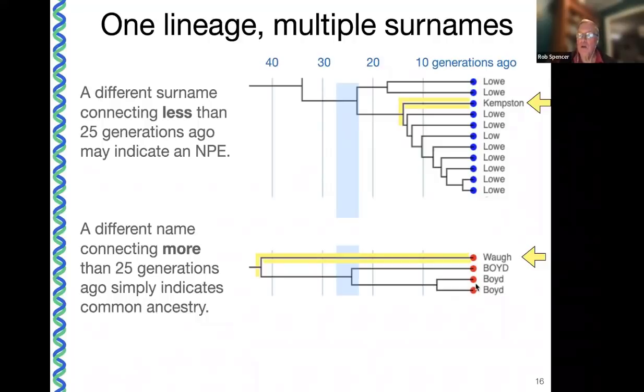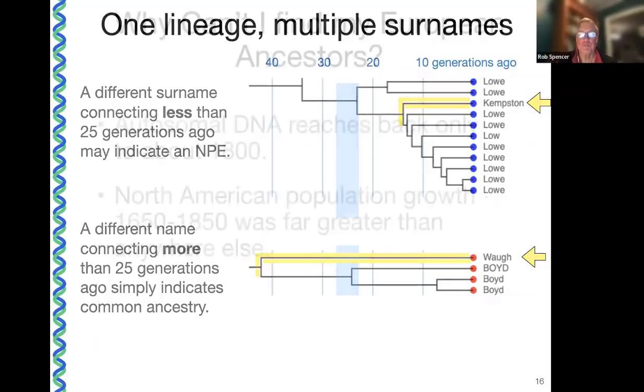But you have to be careful. On the bottom here, we have a pattern of 3 Boyds and somebody named Waugh. But their common ancestry goes back over 40 generations. At that point in time, nobody had surnames. So in this case, their surnames are different, not because there's an NPE. We have no reason to assume that. They have different names because nobody had a name. And when the Norman knight came to town and said, "What's your name?" and assigned them surnames, if they didn't have them, they got different names. It's as simple as that.